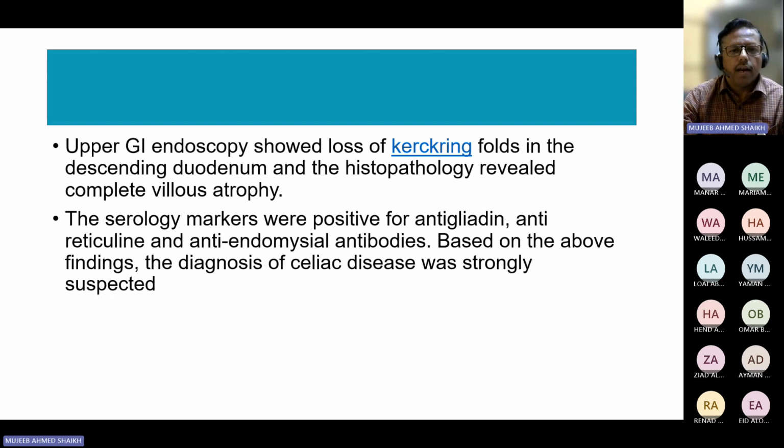It showed loss of Kerckring's folds in the descending duodenum. What is Kerckring's fold? What are these? Who discovered this fold?